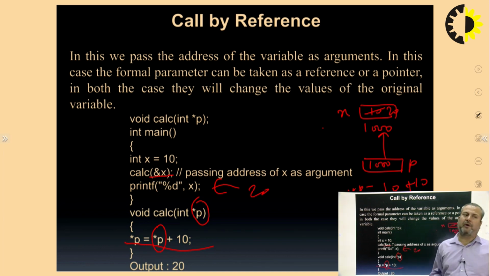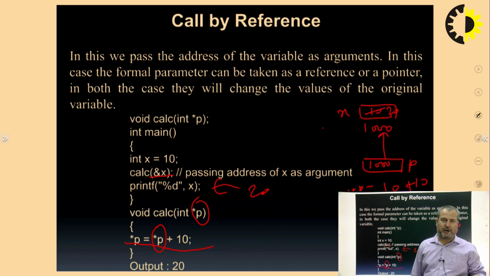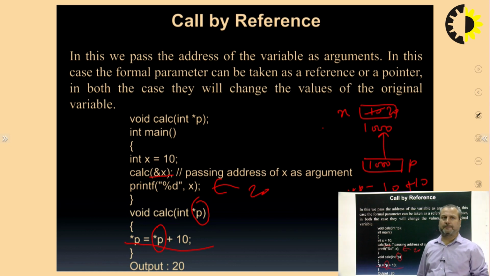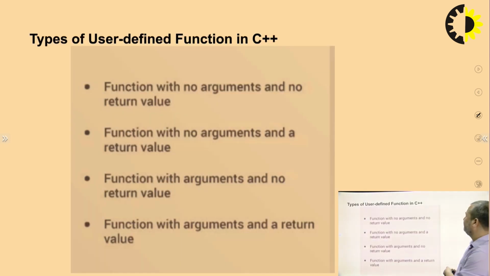In call by value, we also manipulated the value of x just by passing the value, and here we are doing the same by passing the address. So this is the way to pass or call functions. One is call by value and the second one is call by reference.